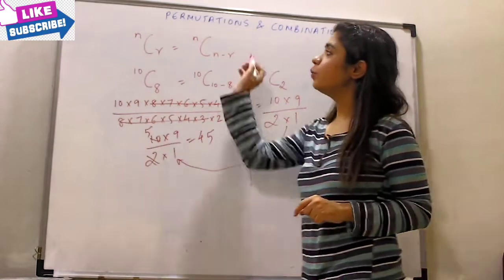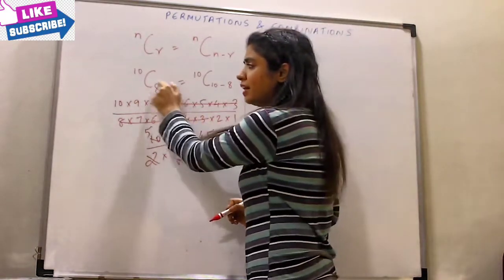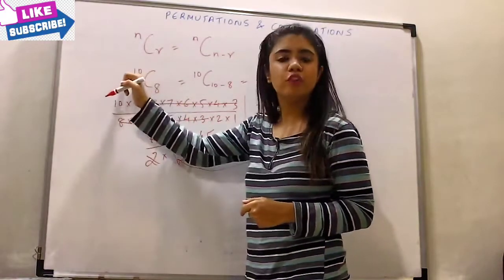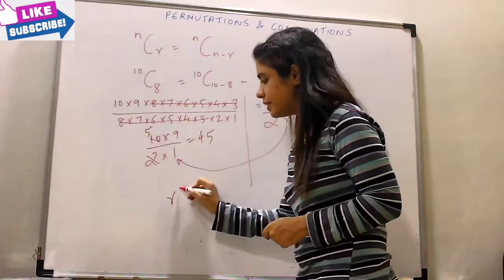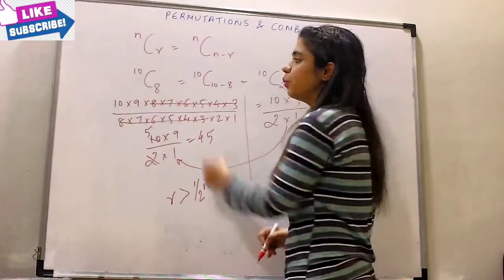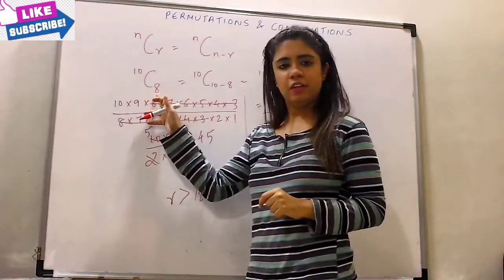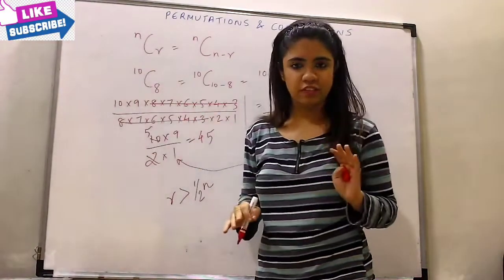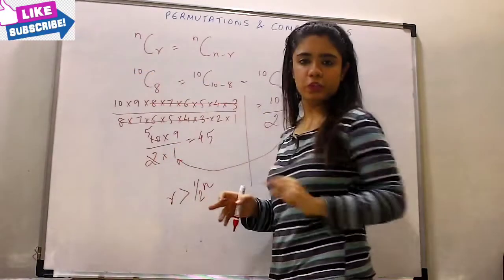So when are you going to use this concept? Remember, when your rth value is more than half of your nth value, you're going to use this formula. See, your 8 was more than half of 10. Half of 10 is 5. So 8 was more than 5. So you will use this conversion.